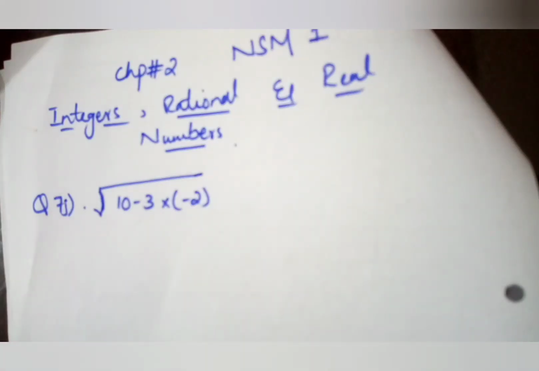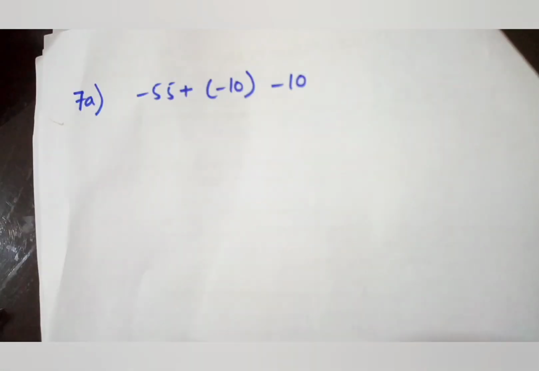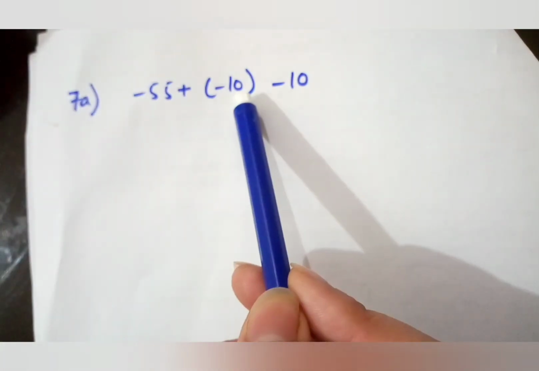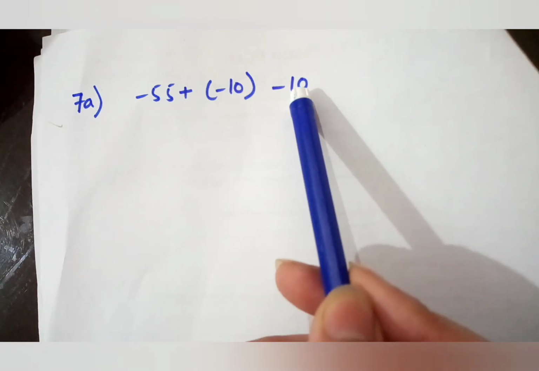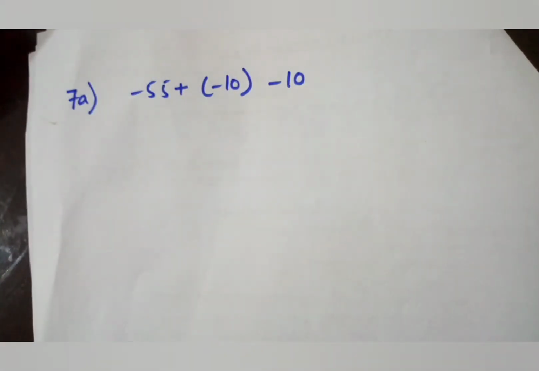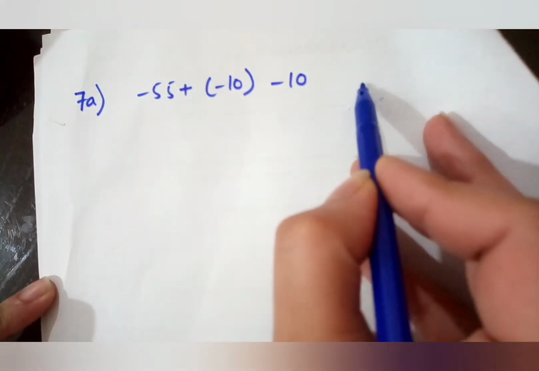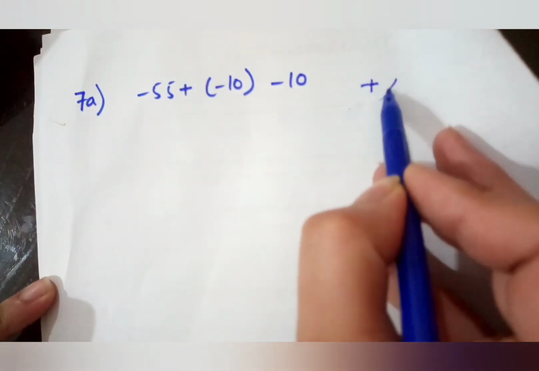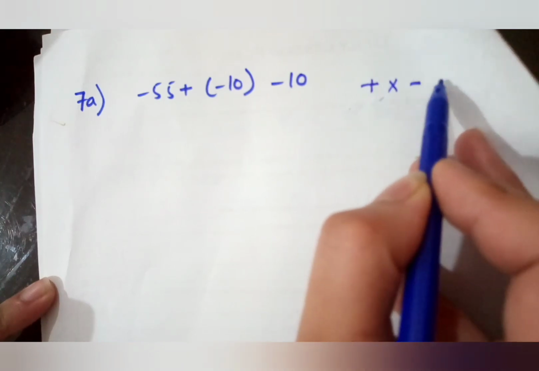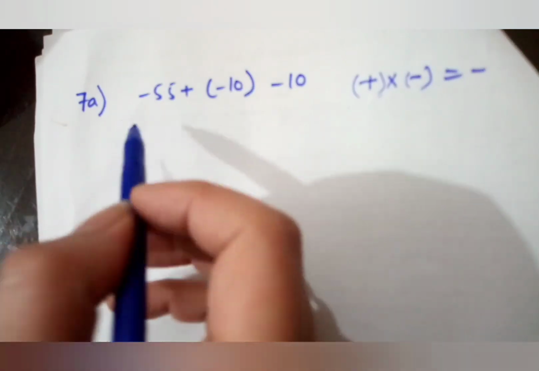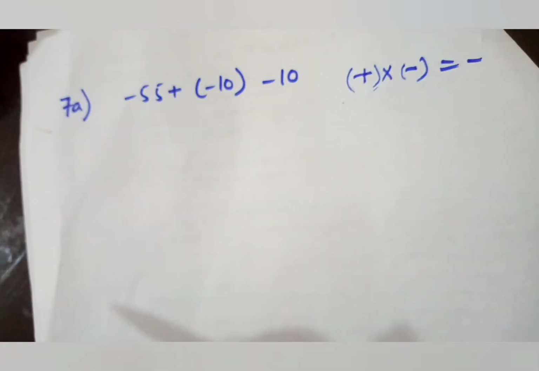So without moving directly towards part J, I will prefer to do part A first. In part A, we have minus 55 plus bracket minus 10 minus 10. Students, now you have the concept and you also learned the rule that whenever a plus sign multiplies with a minus, we get the answer minus. So firstly, what is the rule to solve this question?